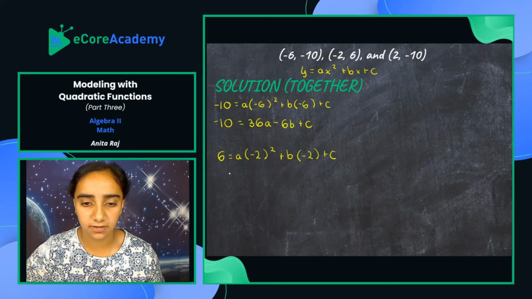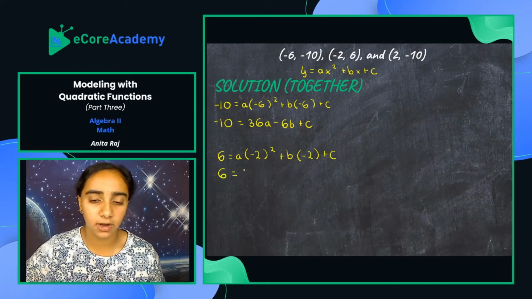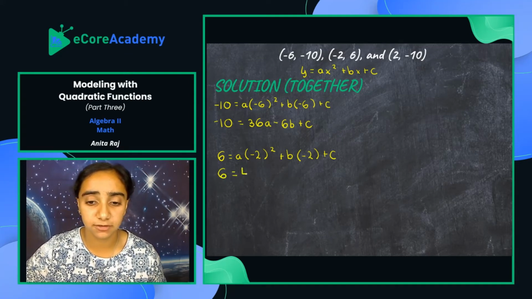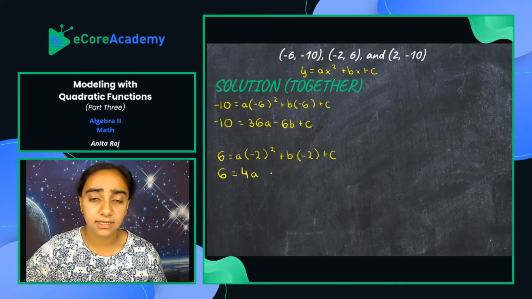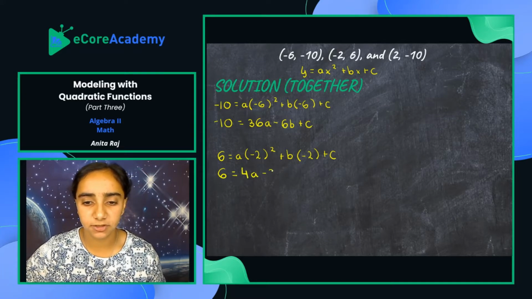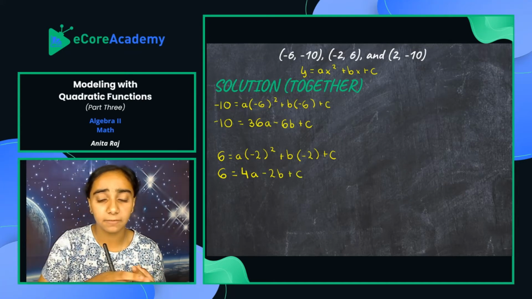So let's simplify this. 6 equals, well, negative 2 squared is 4, and a times 4, we can rewrite that as 4a. b times negative 2, we can rewrite that as negative 2b. And then you just have that plus c. So that's the second point, simplified.